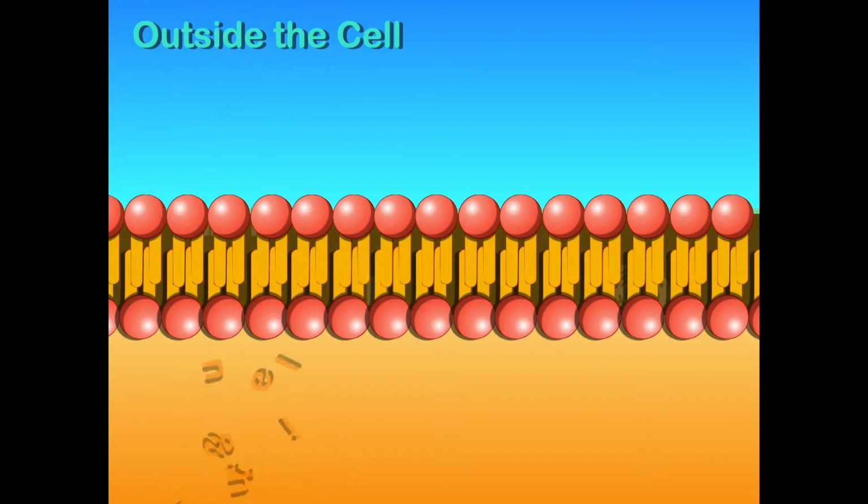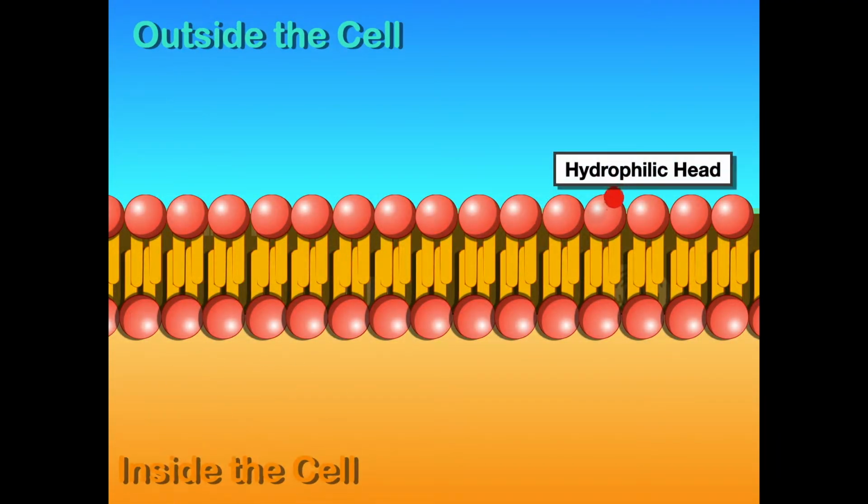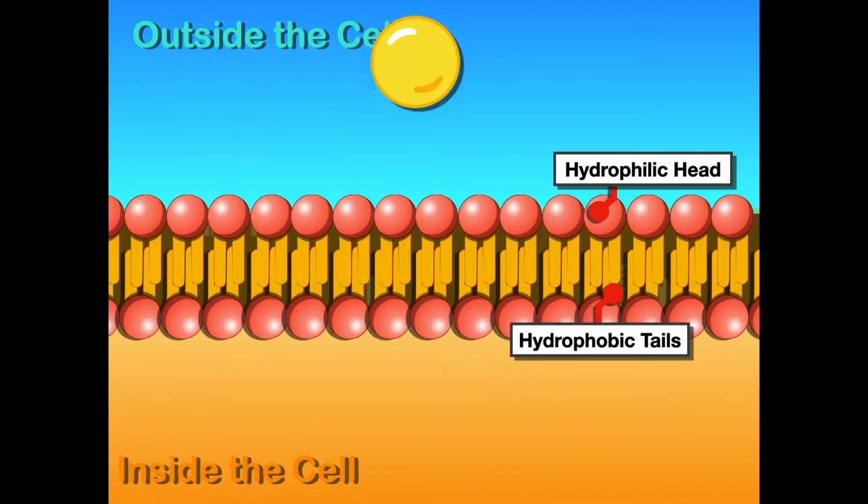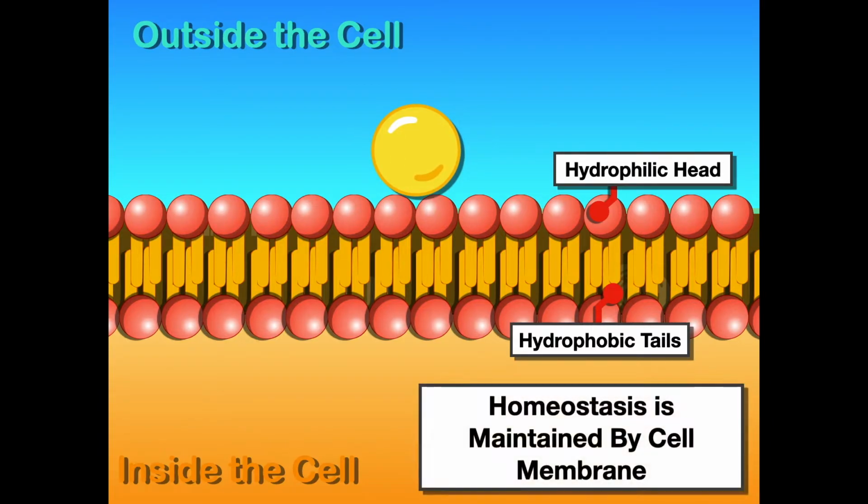So why are these regions inside and outside of the cell important? Well, the hydrophilic heads are going to be polar, the hydrophobic tails are not. So the polarity of the molecules is going to affect its passage through the cell membrane. Large molecules that are generally nonpolar will not be able to pass through, whereas small molecules that are semipolar will be able to. So homeostasis is again maintained by this cell membrane and the hydrophilic and hydrophobic regions of those phospholipids.